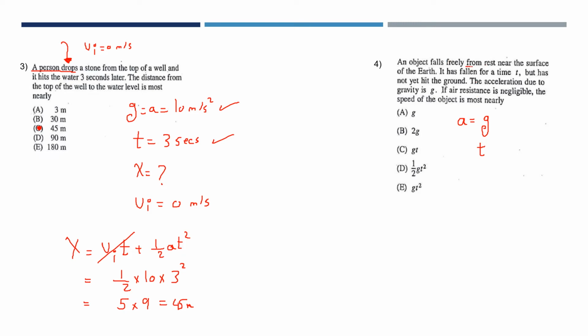An object falls freely from rest, which means we have initial velocity of 0. And now we would like to find the final velocity of the object. If we use the first equation, which is v final equals v initial plus a t, the initial velocity is 0, so we have acceleration times time. The acceleration is now g due to gravity multiplied by time, so the final velocity is gt. The answer is C. Very good.